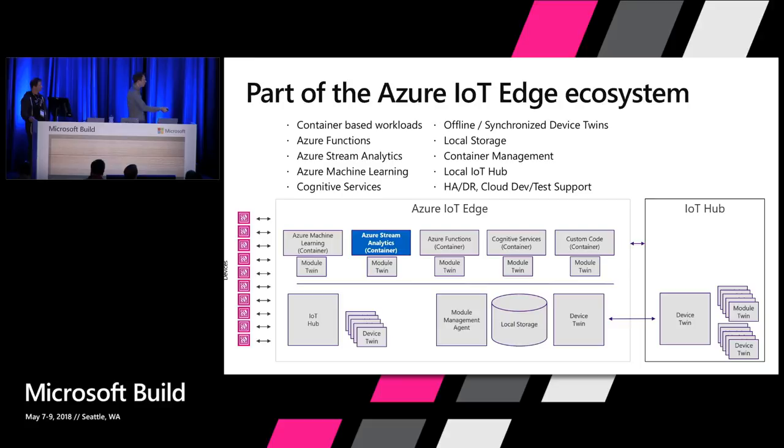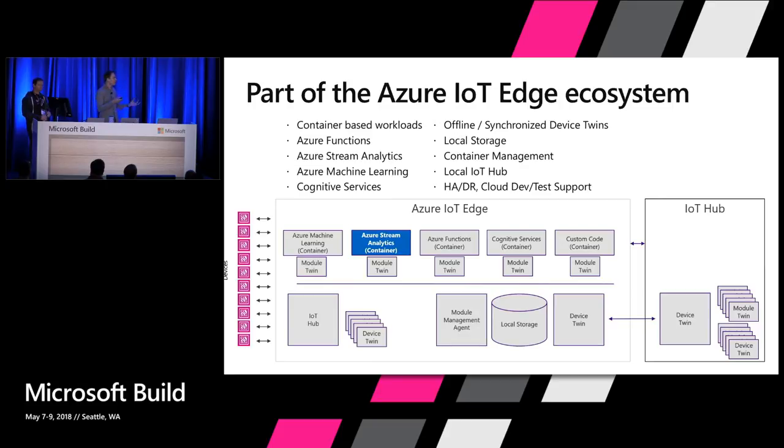This is a reference architecture. You can use Azure Stream Analytics, Azure Functions, and the cognitive services that were announced yesterday. You can also extend that with custom code, for example, to connect to a specific robot or something like this. Everything runs on your device, securely managed from the cloud. And you can deploy and manage that at scale, managing 1,000 or 1 million devices directly from the cloud.